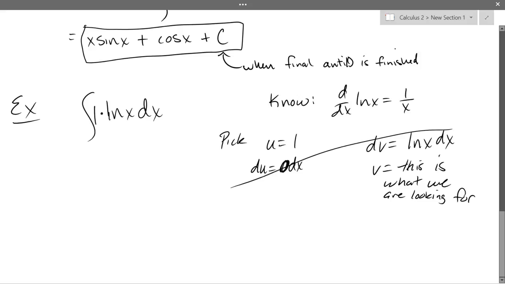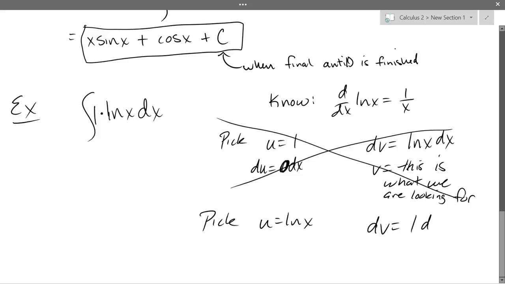So let's forget all this. The fact I know the derivative of natural log, which means which of these two am I taking the derivative of? I'm taking the derivative of u. So u should be natural log, and I'm going to take a derivative of that. So pick u equals ln x. What's left over? Not very much. Just dx is left over. So dv, you could write it as 1 dx if you want. Totally okay, or just regular dx. Doesn't matter.